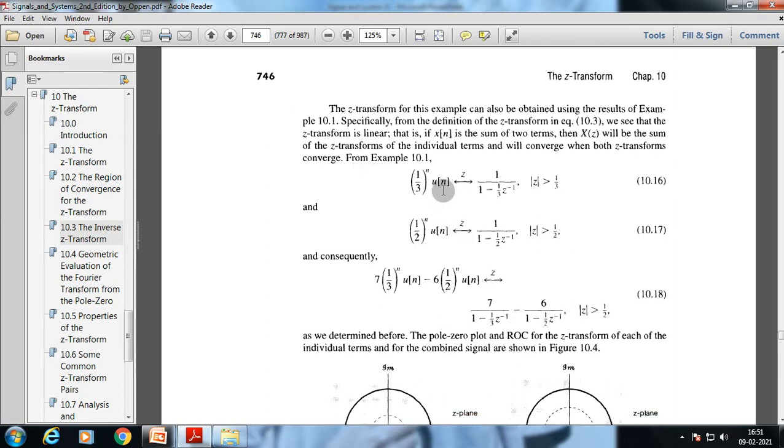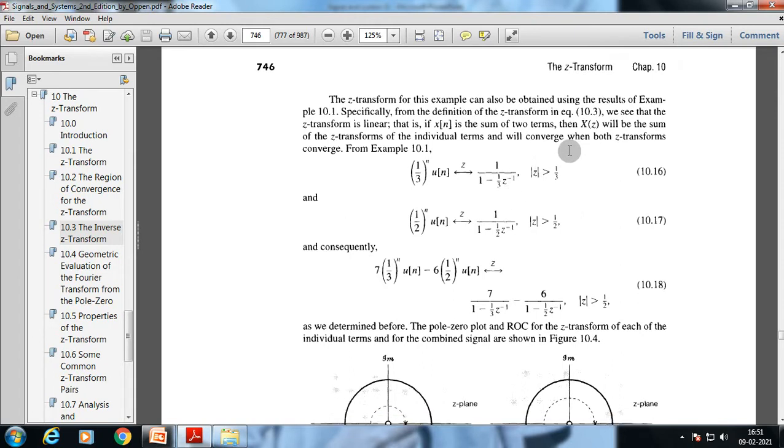(1/3)^n u[n] has z-transform 1 by 1 minus (1/3)z^(-1), with |z| greater than 1/3 as the region of convergence, and (1/2)^n u[n] has z-transform 1 by 1 minus (1/2)z^(-1), |z| greater than 1/2. Consequently, 7(1/3)^n u[n] - 6(1/2)^n u[n] has z-transform 7 by 1 minus (1/3)z^(-1) minus 6 by 1 minus (1/2)z^(-1), |z| greater than 1/2.